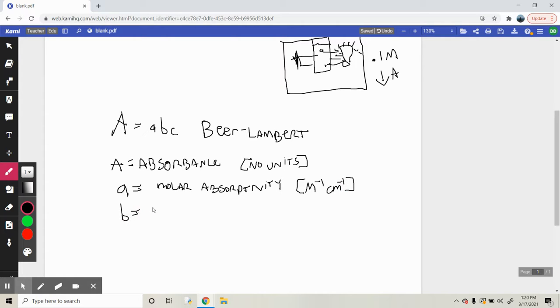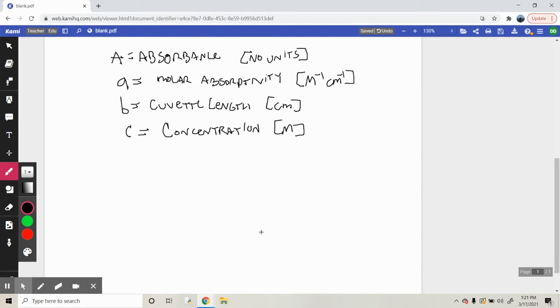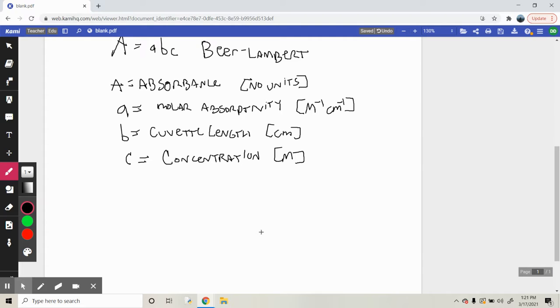b is our cuvette length. That rectangular prism that we put the solution in is simply measured in centimeters, and it's usually always 1 centimeter. I've never seen a cuvette that wasn't 1 centimeter. And then c is just concentration, which once again is in molarity. So A equals εbc. Mainly on the AP exam, they like to show you graphs of absorbance. They don't really do too much with this calculation, but we'll do one.